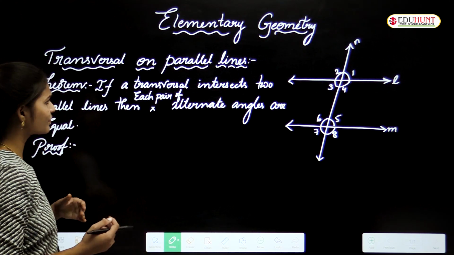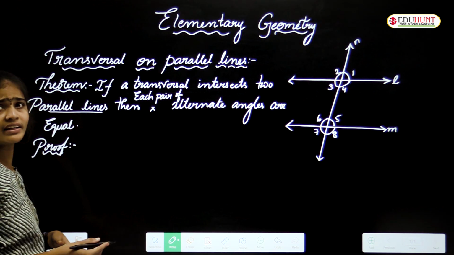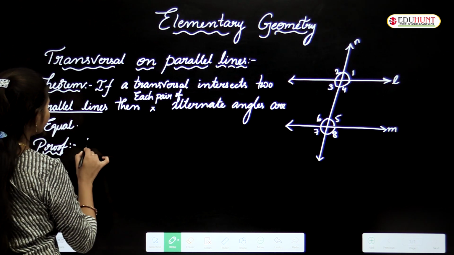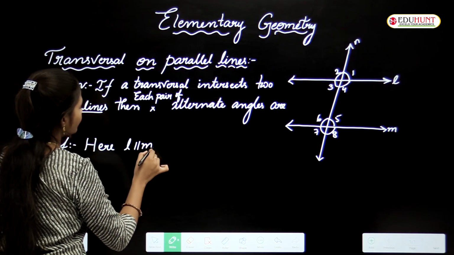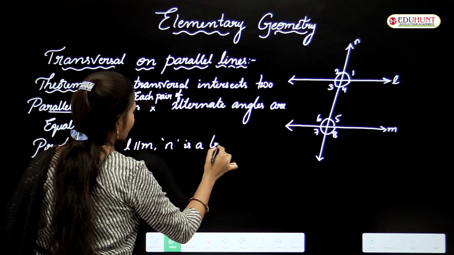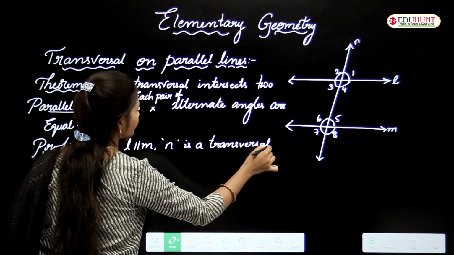So here, what is the condition they given? In that theorem they given that the given lines are parallel, right? So here L is parallel to M and N is a transversal.